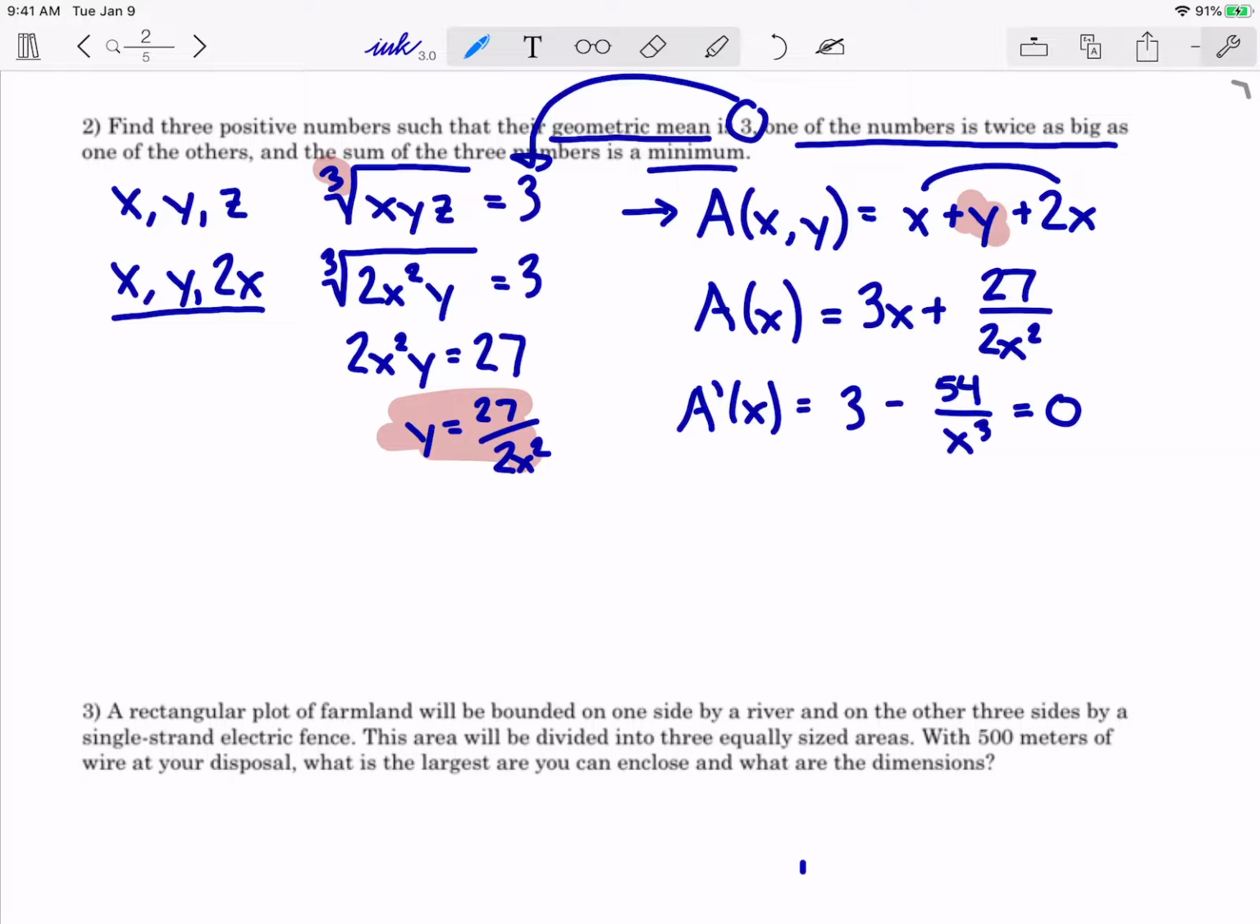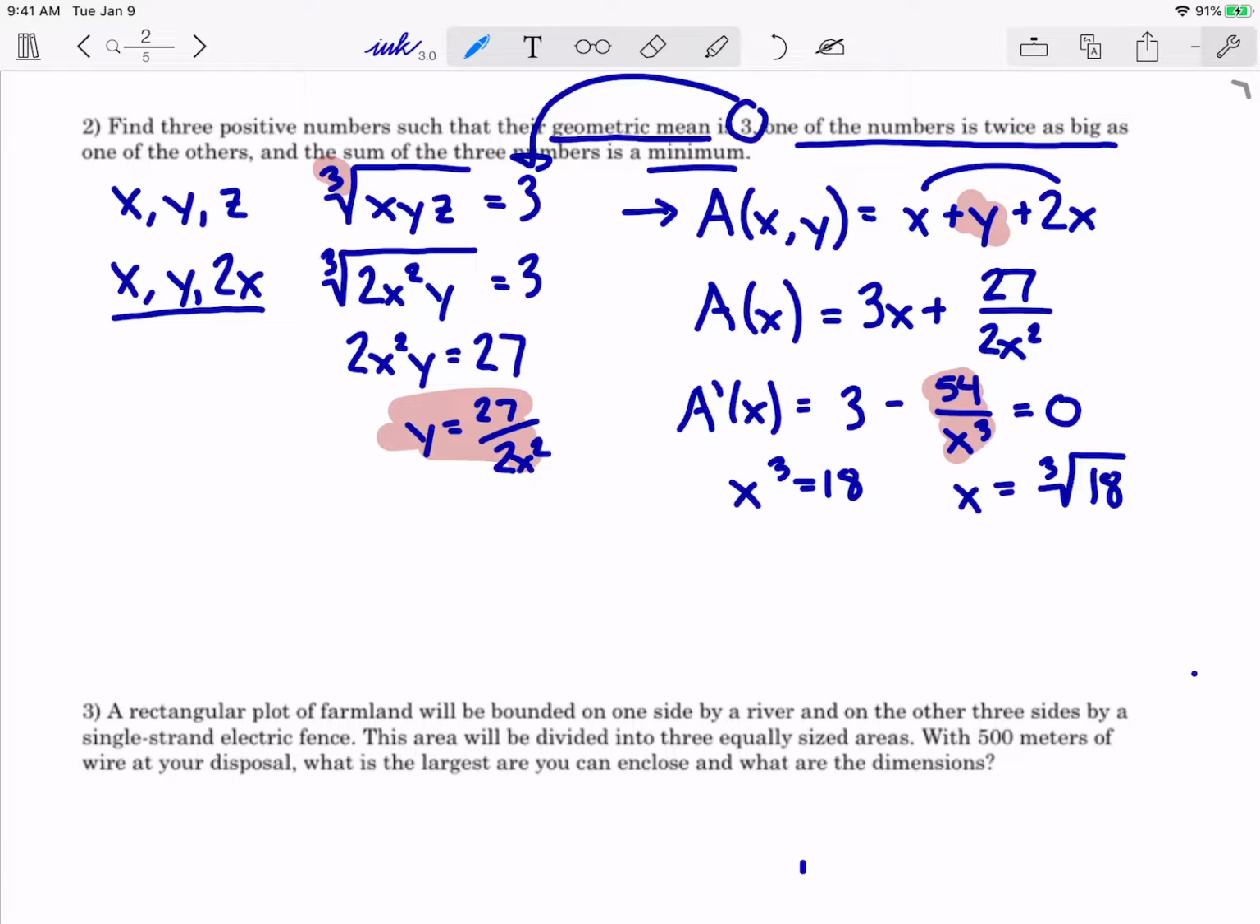Now, I'm not going to spend too much time on the algebra of this, but you should end up with x cubed equals 18. Okay, I wanted this part right here to be equal to 18, so I know the bottom has to be equal to 3, so I know the bottom has to be 18. Then cubed rooting, I get x equals the cubed root of 18.